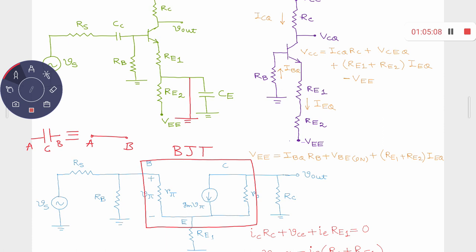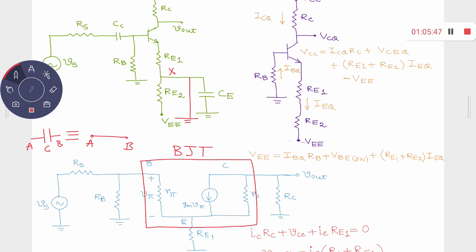That means if you have some signal current, and I call this terminal point X, then whenever the current reaches point X, it will find two paths, one through RE2, the other through this capacitor. And the capacitor has such low impedance that the current will follow that path. Current will not flow through RE2, the entire current will flow through the capacitor. So I can say that the current is bypassed through this path.